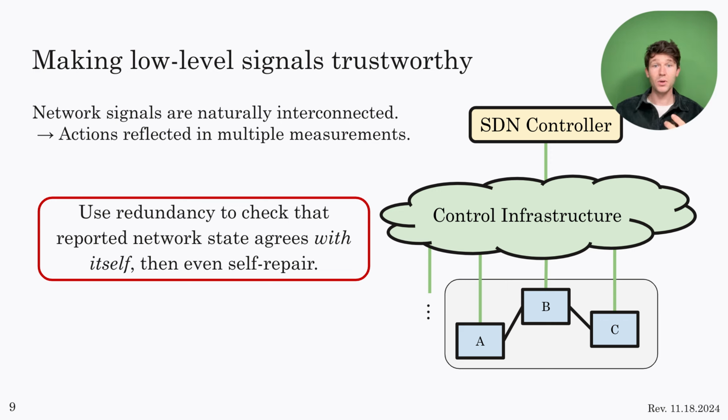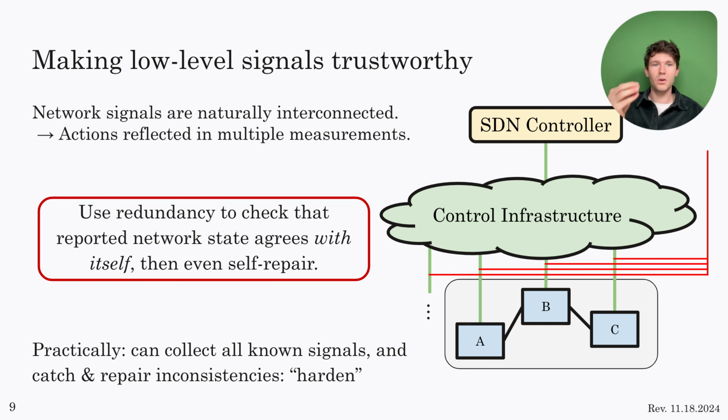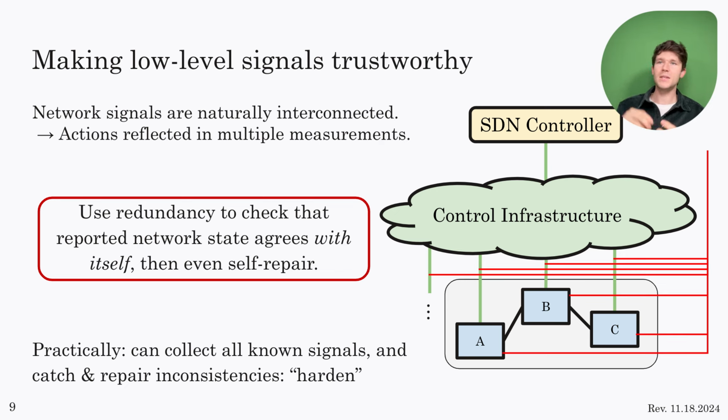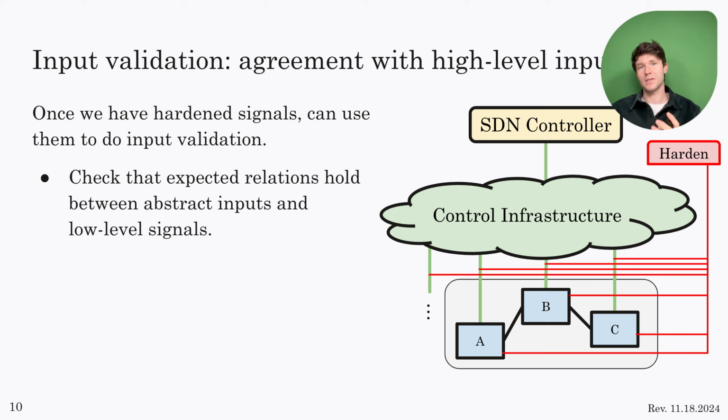So more concretely, in order to do this, we will collect all known signals, both those taken by the control infrastructure today, but also additional signals available from the routers, and then attempt to refine them into some self-consistent, trustworthy state through a process that we term hardening in the paper. Once we have the hardened signals, we can use them to validate the correctness of the abstract inputs by checking that certain human-defined expected relations hold between the low-level signals and the abstract inputs. And in our paper, we call these relations invariants, as they should hold for all abstract inputs that are true. These relations are specified ahead of time by a network expert, and their complexity varies based on the input type. And we discuss them in more detail in the paper, but I'll walk through one such set of invariants that we identified in detail in the next few slides.